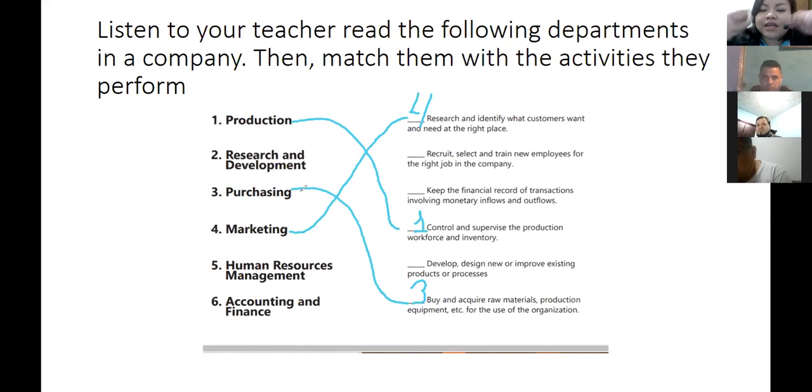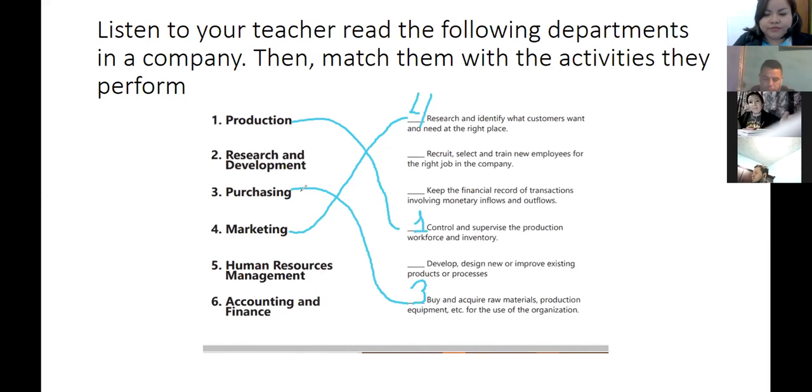Marketing. Son los que se encargan que a veces le llaman a usted por teléfono. Mire, ¿le gusta tal y tal producto? ¿Usted quiere? Ellos están investigando. Los de marketing también hacen research. They research and identify what customers want. Por eso es que tienen esa habilidad de poner los anuncios exactos para llamar la atención. Porque ellos han investigado qué es lo que nosotros queremos como clientes. Okay, good. Now let's continue. What do you have for number two? Research and development, Mariela.